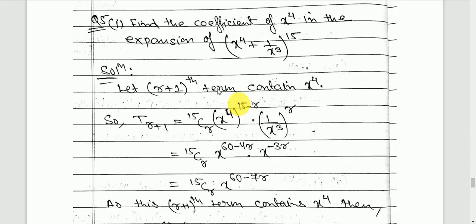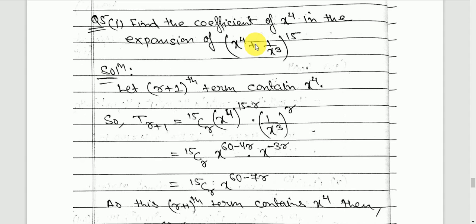Question number 5. Find the coefficient of x^4 in the expansion of this. So here we have this binomial expression, (x^4 + 1/x^3)^15. In this expansion, somewhere you will get x^4 also. So we are looking for the coefficient. Like (a + b)^2, you get ab.